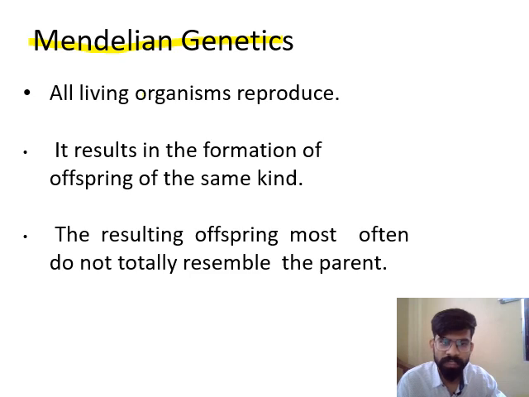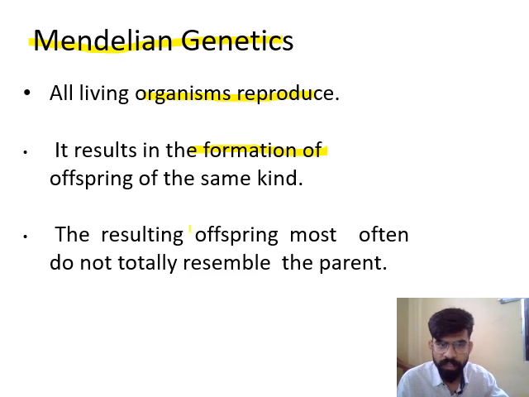First, all living organisms reproduce. As we all know, all living organisms have the capacity for reproduction. And when an organism reproduces, it will lead to formation of offspring. Means if an organism reproduces, male and female gametes get fused, then it will lead to formation of zygote and young one. So the process of reproduction leads to the formation of an offspring.